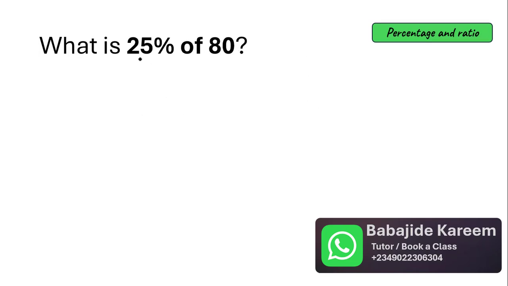What is 25% of 80? So 25% is also the same as 1 over 4, and when you take 1 over 4 of 80, which is the same as 80 divided by 4, you will have 20. So 25 divided by 100, 25 here 1, 25 here 4. That is why it is 1 over 4.